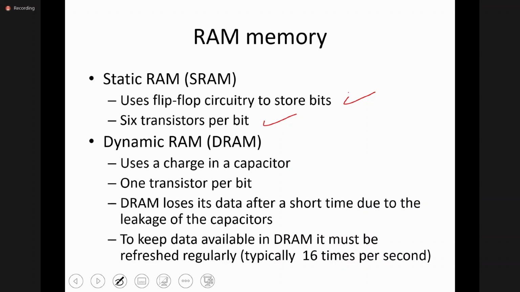Dynamic RAM uses a charge in a capacitor. It needs electricity, 1 transistor per bit. So here we are having 6 transistors, but here we have only 1 transistor plus 1 capacitor. DRAM loses its data after a short time due to the leakage of the capacitor.